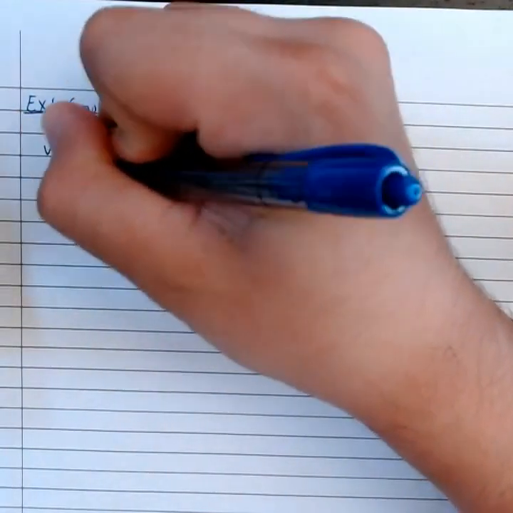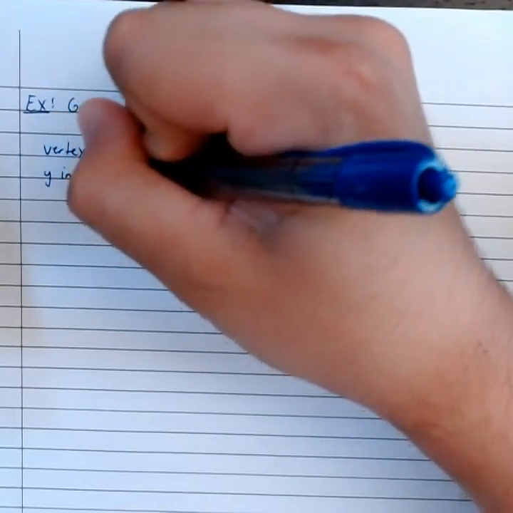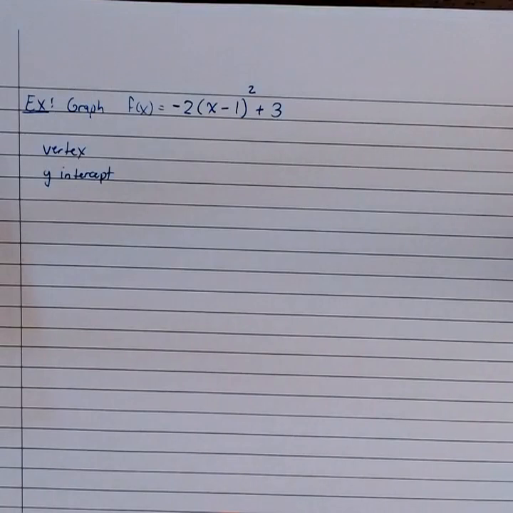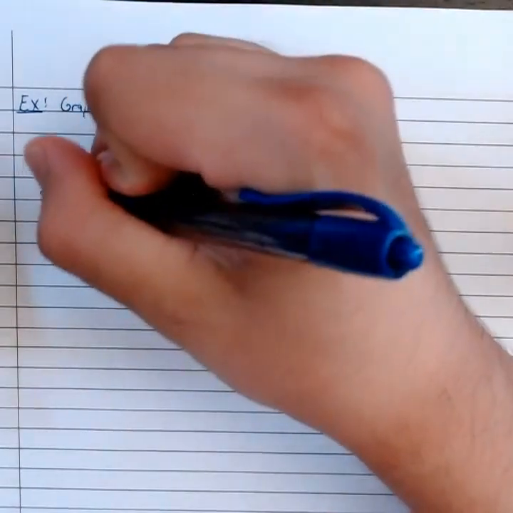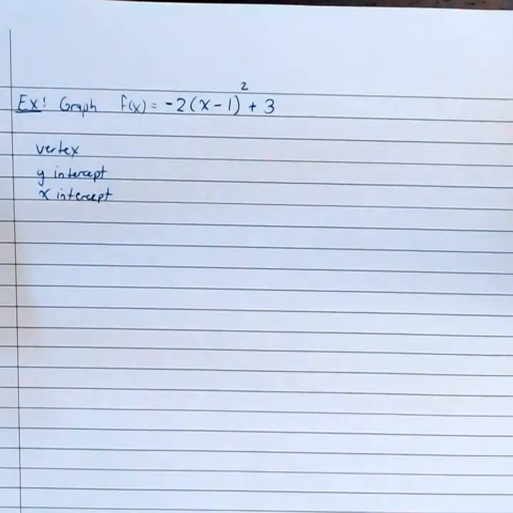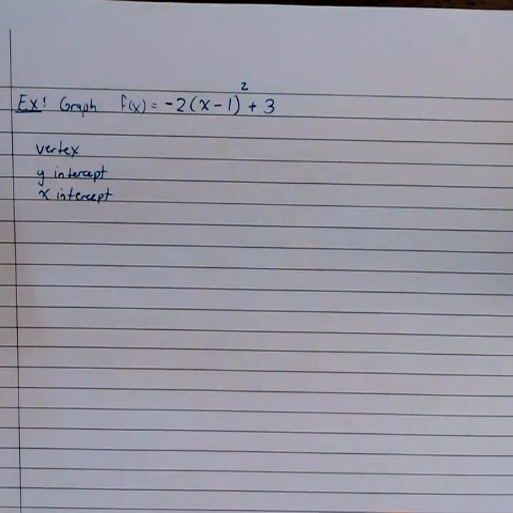We're also going to find the y-intercept. You'll remember that back from the beginning of chapter 2. The y-intercept is where the graph crosses the y-axis, which is found by setting x equal to 0. And we're going to want to find the x-intercept, which again you'll remember from the beginning of chapter 2 is the place where the graph crosses the x-axis. You can find that by setting y equal to 0.